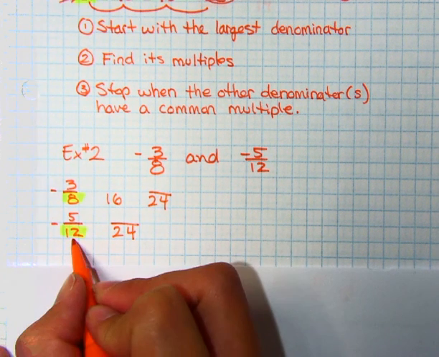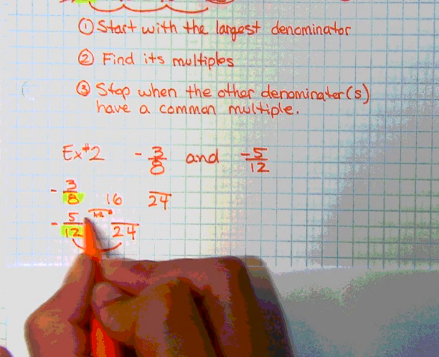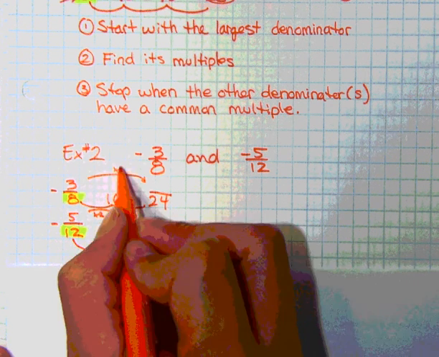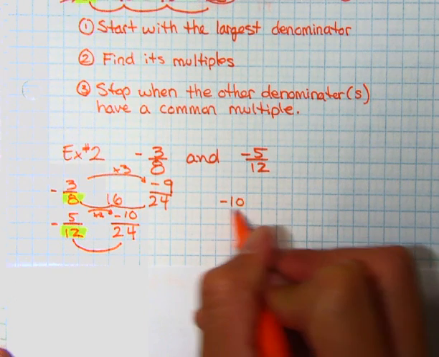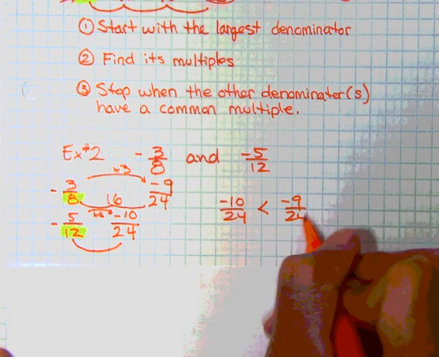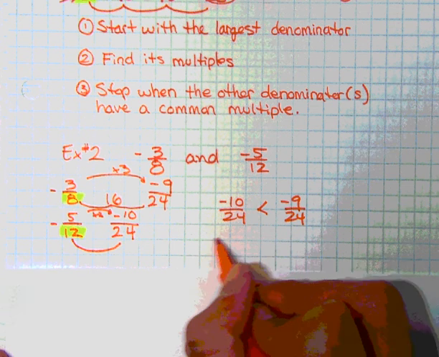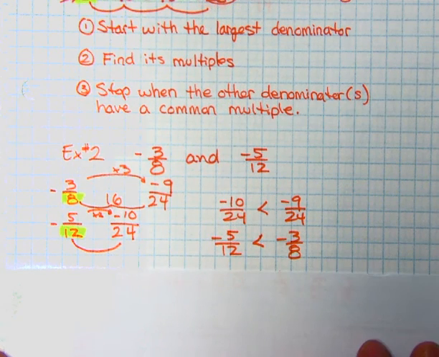So here it took me 1, 2 steps to get there, so I'm going to multiply this top by 2, and I get -10. Over here, I had to take 1, 2, 3 steps, so times the top by 3, and I get -9. So I can see that -10/24 is going to be less than -9/24. So if I convert those back to what fractions they were, that's -5/12 is less than -3/8. And that's because they're negatives. Okay, that's a whole different issue there.